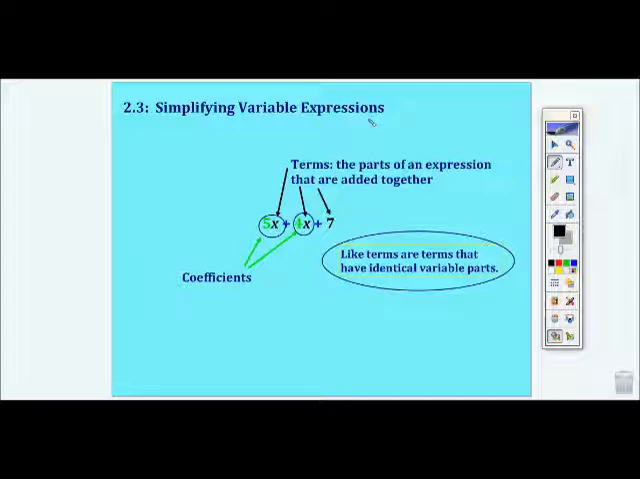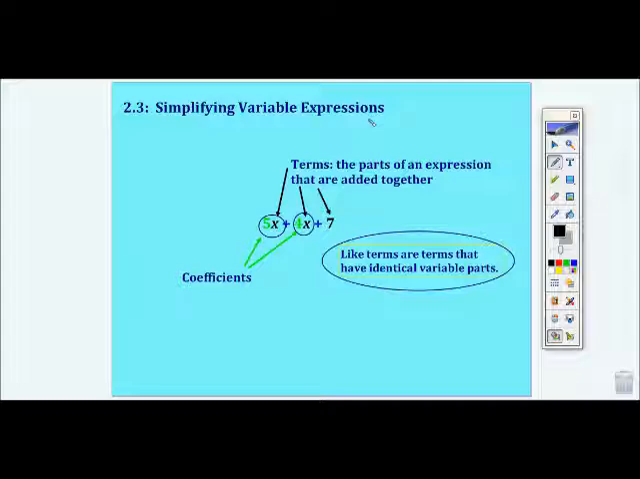Some terms that we will be using quite frequently in pre-algebra are coefficients. Coefficients are here in green, the 5 and the 4, and those are numbers that are used to multiply by a variable. They come before the variable, so in 5x, the 5 is the coefficient, and in 4x, the 4 is the coefficient.